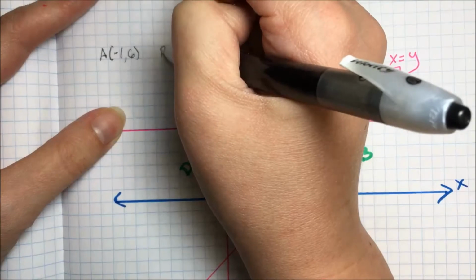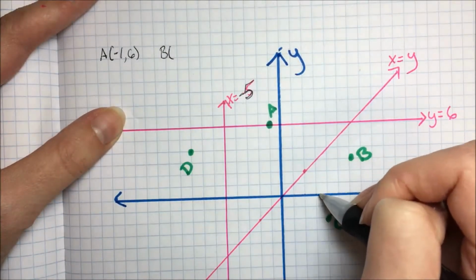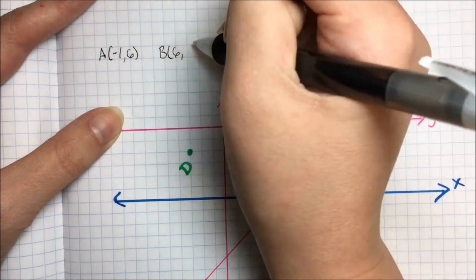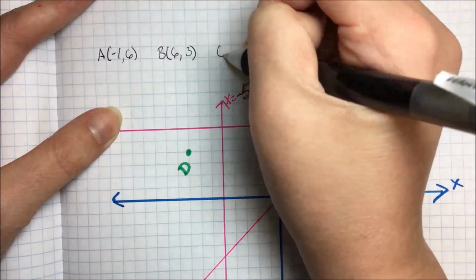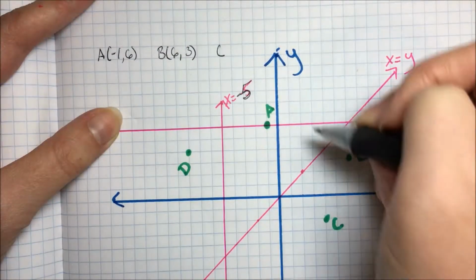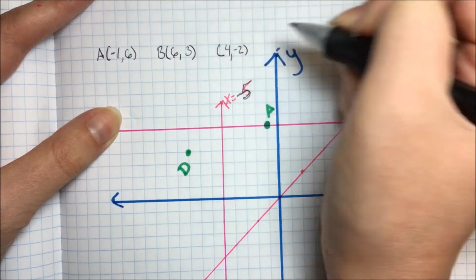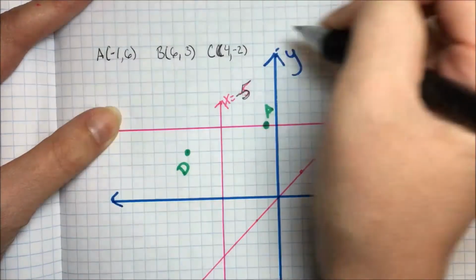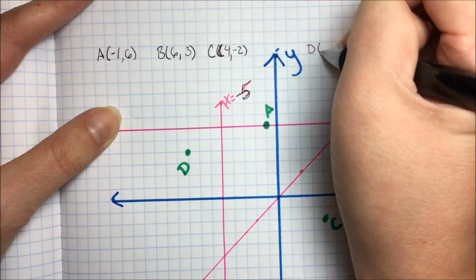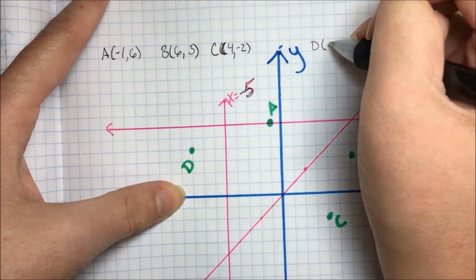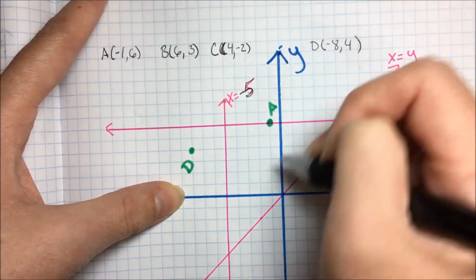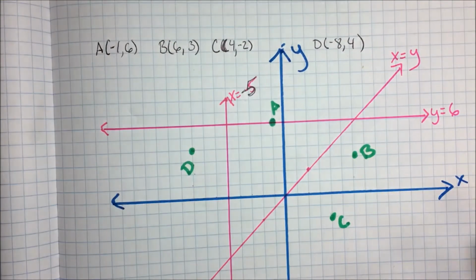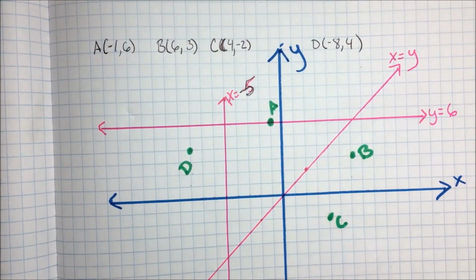B is at 6, 3. C is at 4, -2. And D is at -8, 4. Okay, so those are my points.